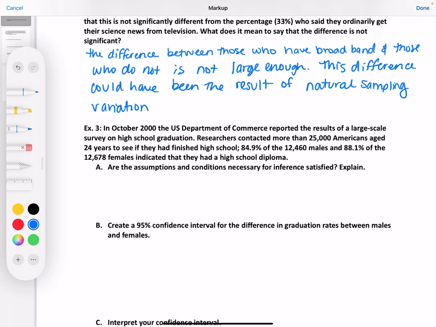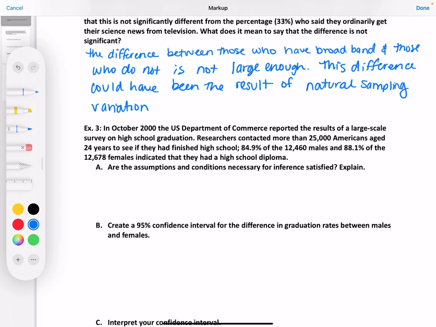All right. In October of 2000, the U.S. Department of Commerce reported the results of a large-scale survey on high school graduation. Researchers contacted more than 25,000 Americans aged 24 years to see if they had finished high school. 84.9% of the 12,460 males and 88.1% of the 12,678 females indicated that they had a high school diploma.